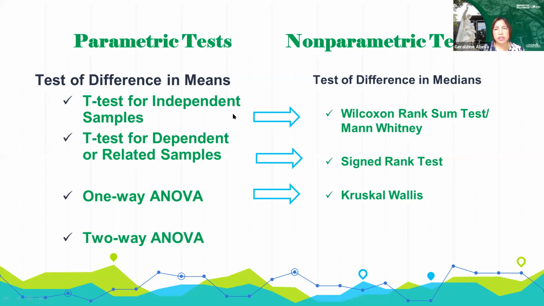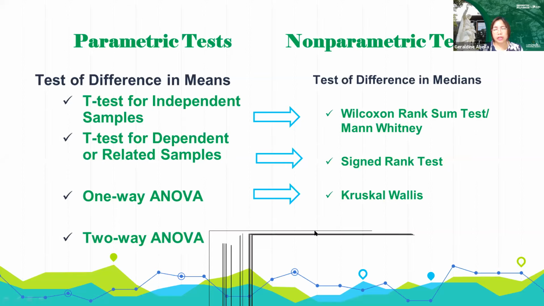Now, if the distribution is not normal, or if the data are measured at the ordinal and the nominal level, you have to use the corresponding non-parametric test. So we call it test of difference in medians. The counterpart of the t-test for independent samples in non-parametric tests is called the Wilcoxon rank sum test or Mann-Whitney. The counterpart of the t-test for dependent or related samples is the signed rank test. For one-way ANOVA, it's Kruskal-Wallis. There is no counterpart for two-way ANOVA. Two-way ANOVA is commonly used in experimental research, if there are 2 or more independent variables.